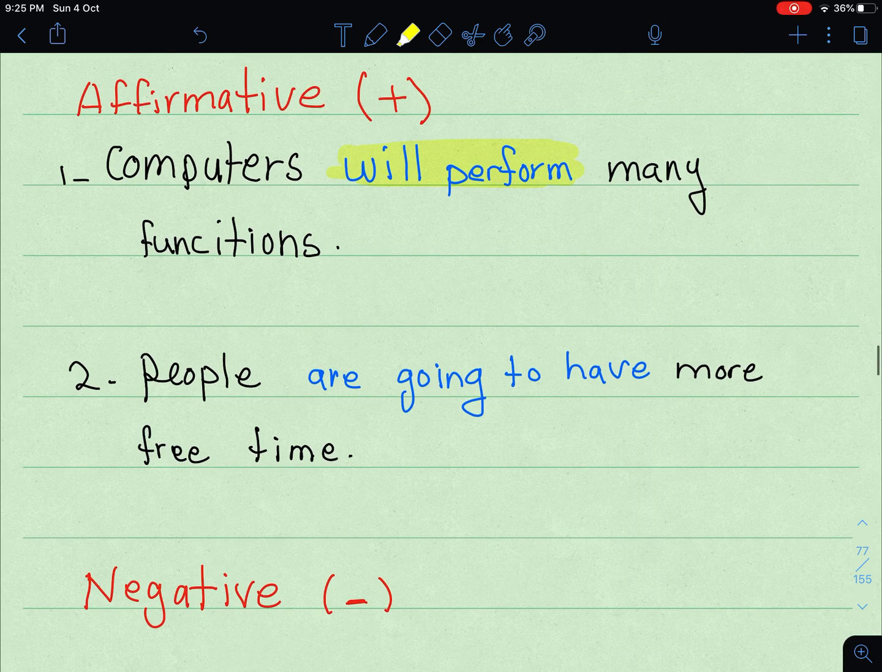Now the next one: people are going to have more free time. So this is the future tense, okay, are going to have, be going to, and of course the verb after going to usually comes in the base form. This is mainly to make a prediction about the future. So they are predicting that people will have more free time.